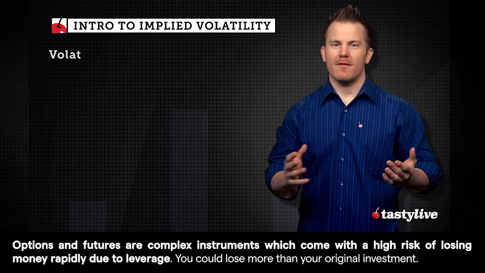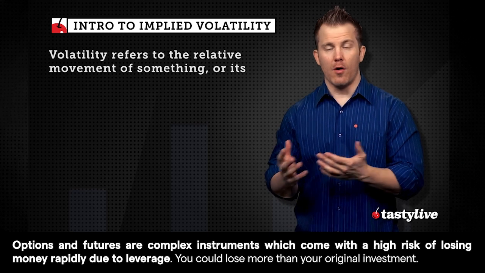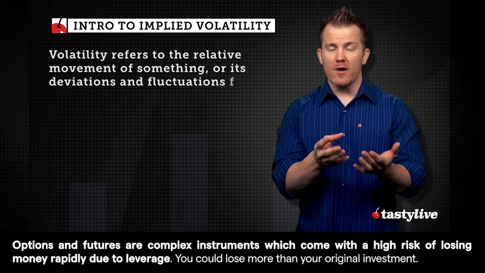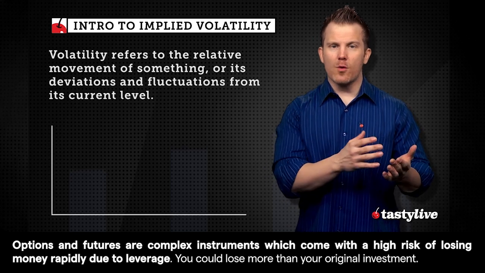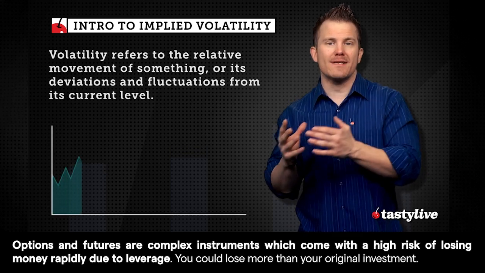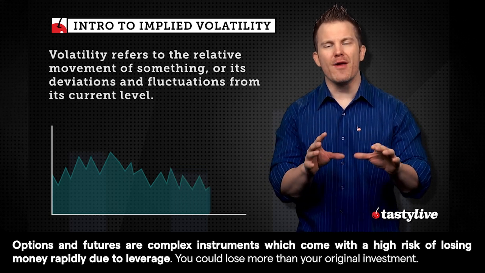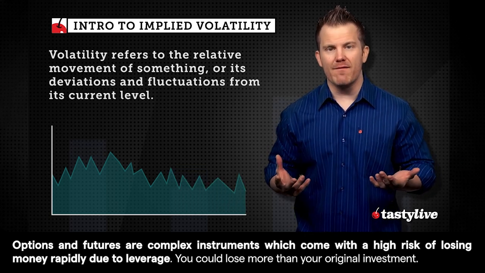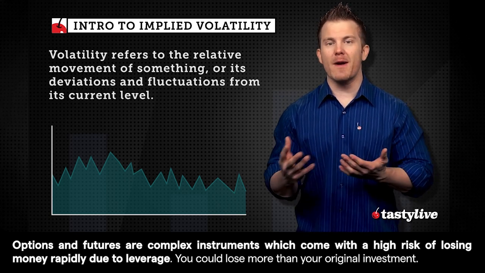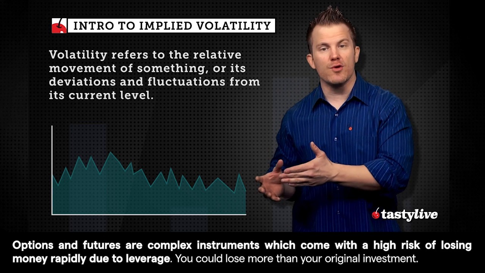At its core, volatility simply refers to the relative movement of something, or its deviations and fluctuations from its current level. In the world of stocks, this equates to how wild or tame a stock's price movement happens to be over some period of time. So from that, it's easy to see that implied volatility refers to some expectation around how a given stock might bounce around in the future.